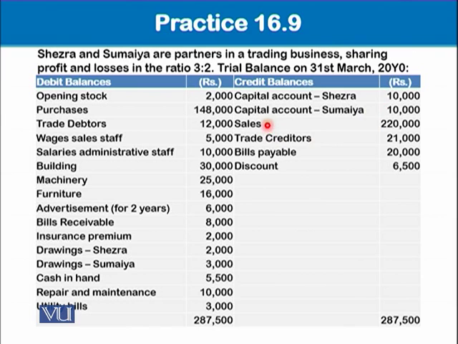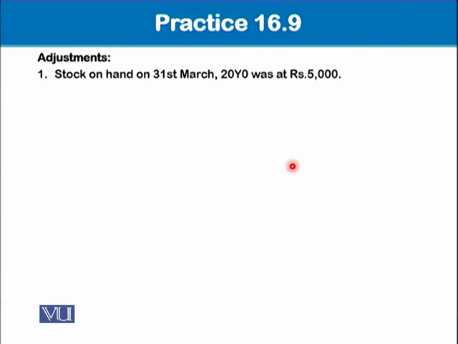Well, sales is I, income. Trade creditors liability, bills payable are liability. And this discount appearing in the credit side is income. Because anything appearing in the credit side can never be expense. It is I for income. So you have marked ILO. Good. Let's move forward. And there are few adjustments.